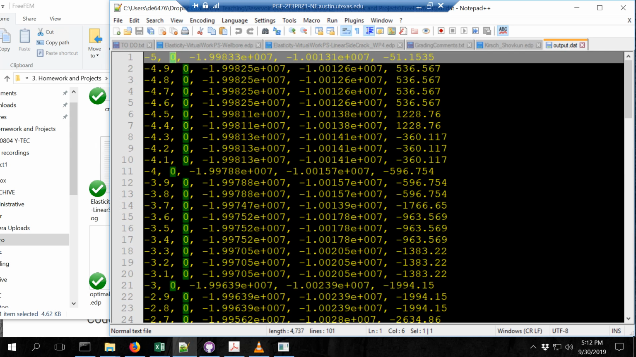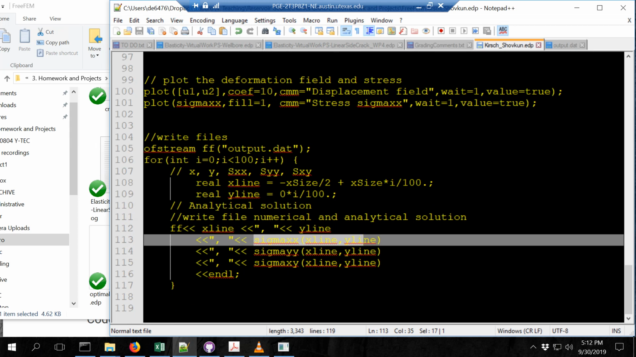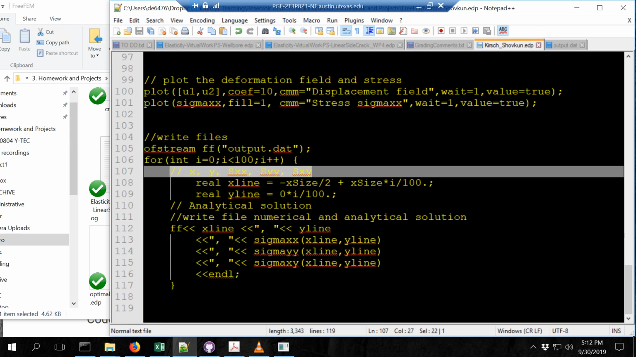And you plot this; you can open it with Excel. Which column? It's in the code: it's X, Y, SXX, SYY, and SXY. But this is because I just defined it here. You can export whatever you want. You can change this. That's part of the code.